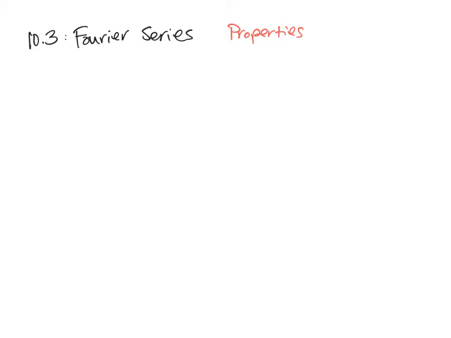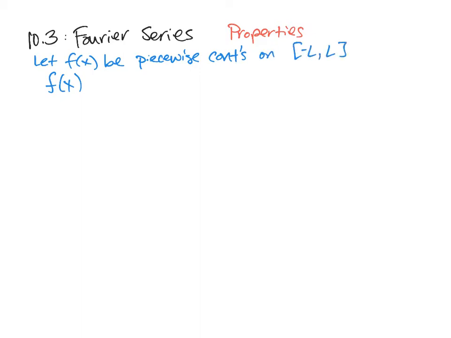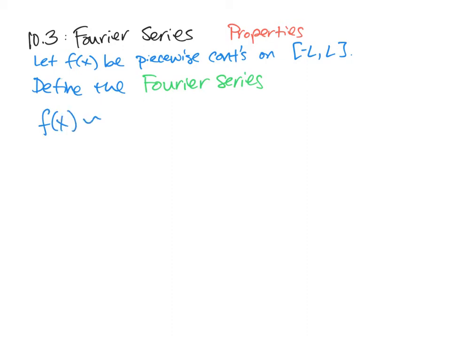So let's write that definition down again. For a function f of x, let f of x be piecewise continuous on an interval from negative L to L. Then we will define the Fourier series as a function, or as a trigonometric series, which is associated with f of x.